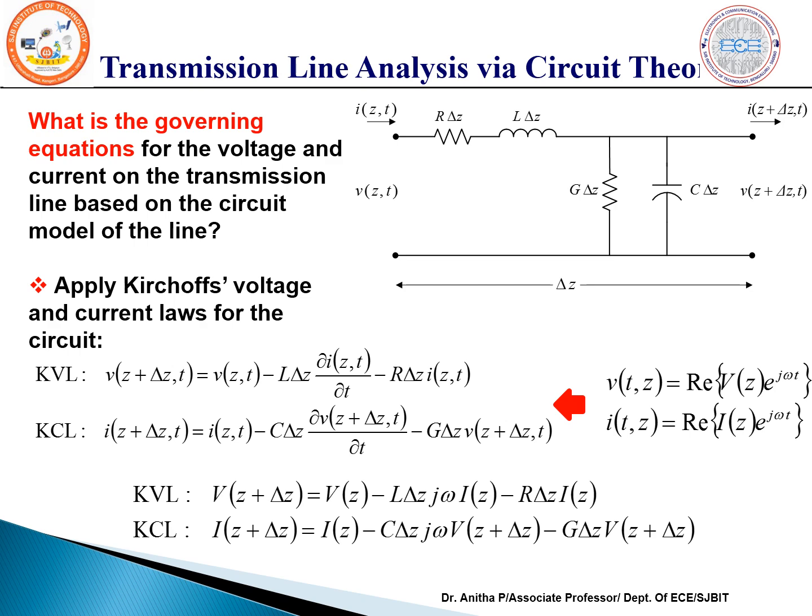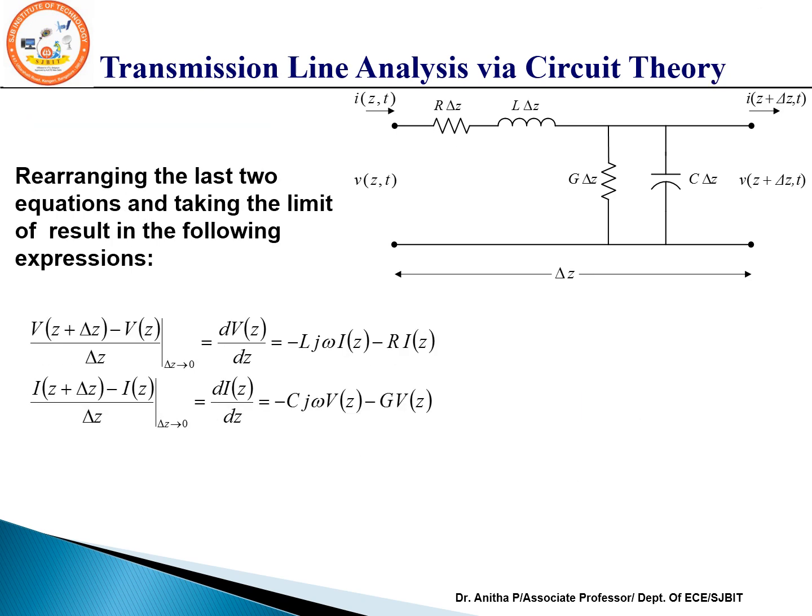So now V of Z plus delta Z will be equal to V of Z minus L into delta Z. I am differentiating dou I by dou T, so I am differentiating this with respect to time. If I differentiate, you will get j omega into I of Z. Similarly, the other component R delta Z into I of Z. Rearrange the equation. So by rearranging the equation, you will get the KVL and KCL equations.